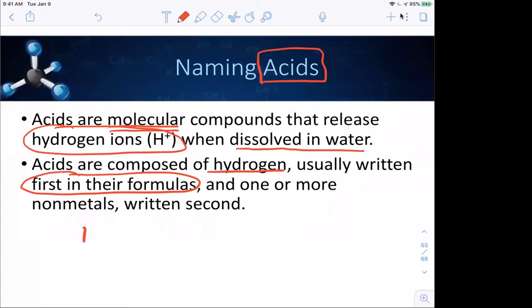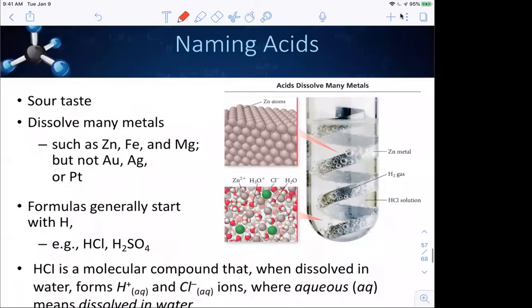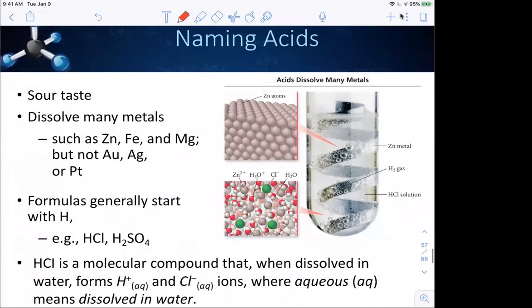So you might have seen HCl or H2SO4 or H2CO3. With the hydrogens being in the front, they're always going to be indicating typically that they are acidic compounds. Now, we're going to talk about acids a lot later in terms of their reactions, and you'll get into a really intense discussion of acids when you take Chem 2.